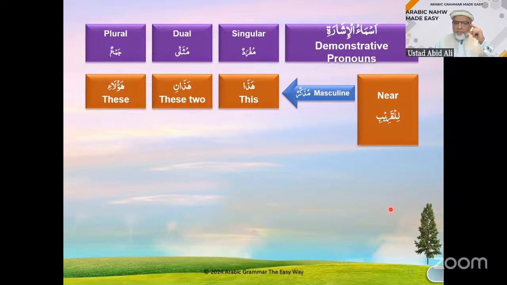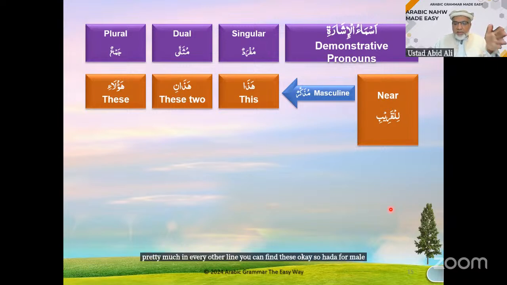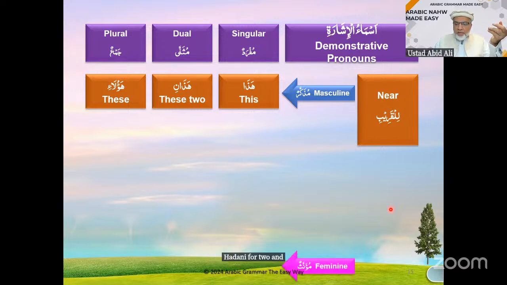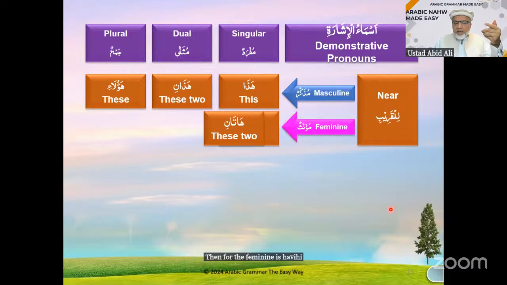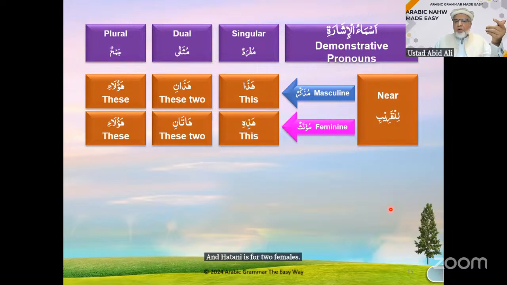They are pretty frequent in the Quran. Pretty much in every other line, you can find these. So, hada for male, this. Is this near or far? This is near. Hadani for two and haulai for these. Then for the feminine is hadihi, and hatani is for two female, and haulai is common between male and female.